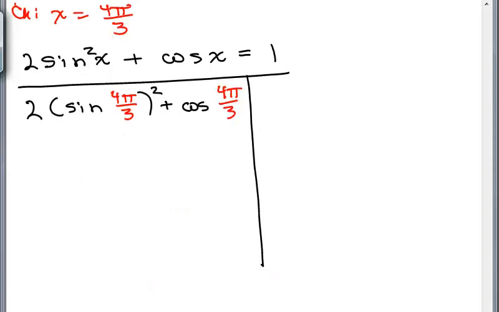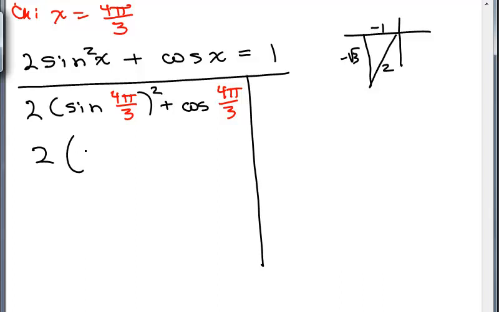All right, so we're going to check x equals 4 pi over 3 in the original equation. And notice I'm putting in 4 pi over 3 for x. And so we're going to have to compute the sine of 4 pi over 3 and the cosine, right? So let's see, that's here, right? The sine is negative root 3 over 2. So this is negative square root of 3 over 2, and then we're going to square it. And the cosine is negative 1/2.